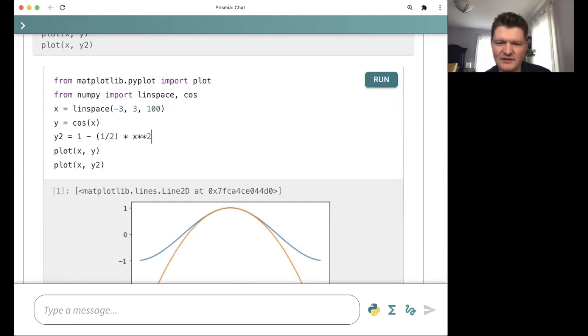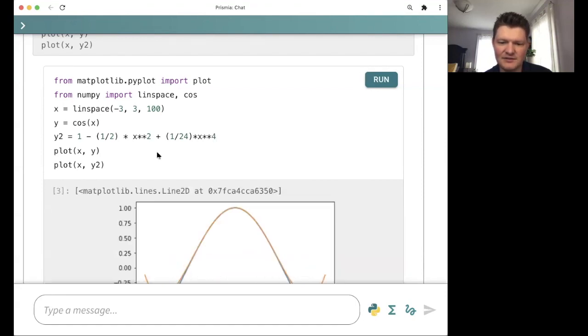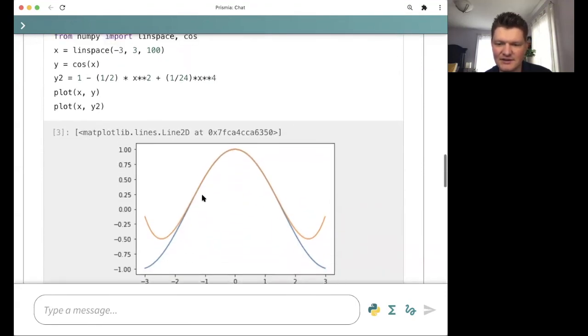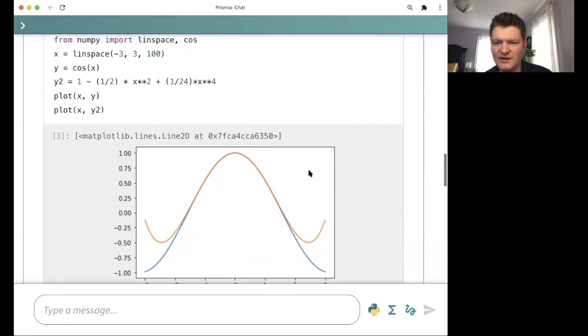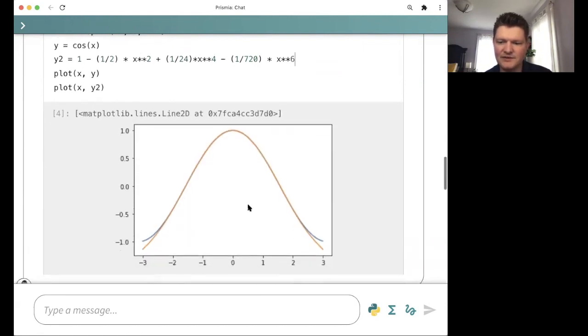So like 1 minus 1/2 x squared plus 1 over 4 factorial times x to the 4th. Does that do it? Yeah, there you go. And so that fits over a broader range and sort of curls up a little bit more at the end. And then minus 1 over 720 times x to the 6th, that would be the next term. And that fits over an even wider range.